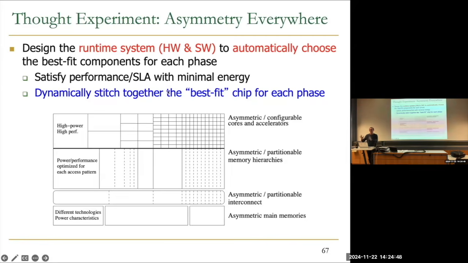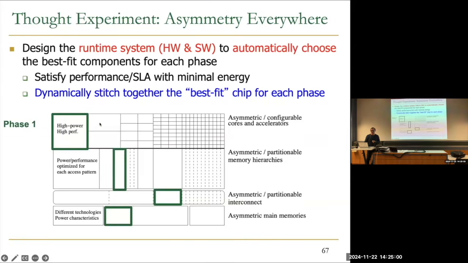So for a given phase, you dynamically stitch together a best fit chip for that phase while satisfying the performance SLA with minimal energy. That could be one goal, right? So I like thinking of it this way. I'll go through these again relatively quickly. For example, phase one may want a high power, high performance core, some lean cache hierarchy optimized for some access pattern, maybe some lean interconnect, and maybe some type of memory, right? And if you have some heterogeneous things, you can actually dynamically identify this phase and match computation to it.